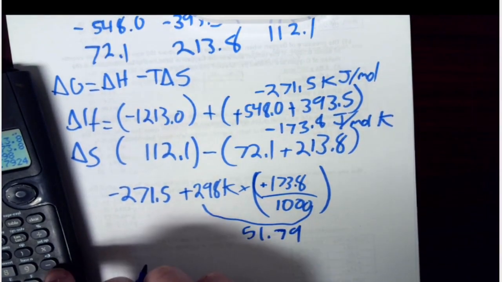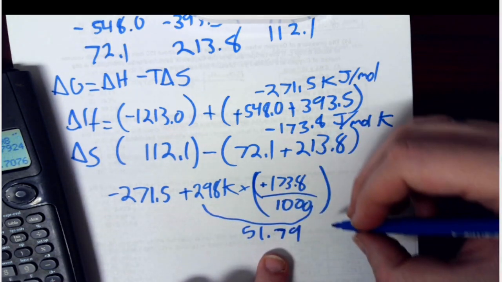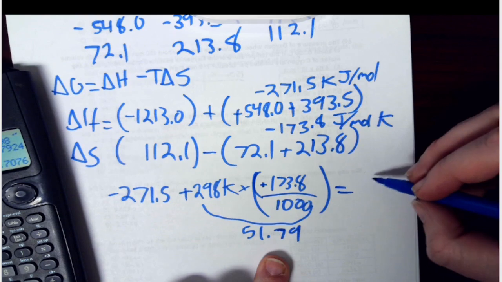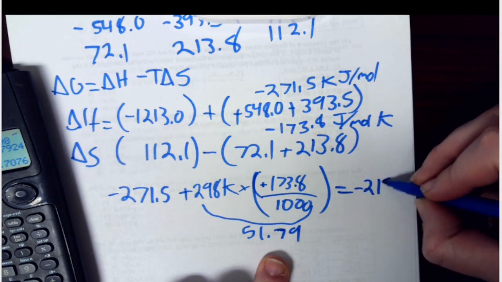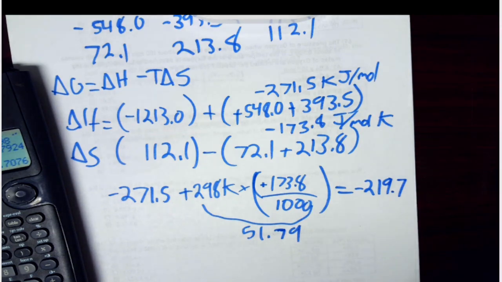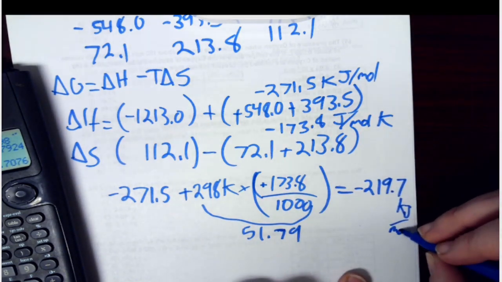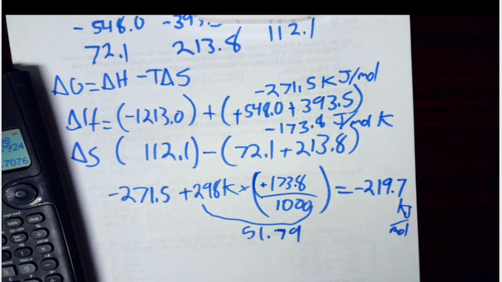And if we add that to the negative 271.5, the delta G for this reaction is negative 219, we'll say 0.7 kilojoules. 219.7 kilojoules per mole. So is this spontaneous? Absolutely.